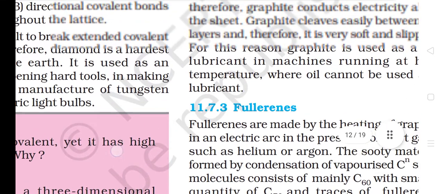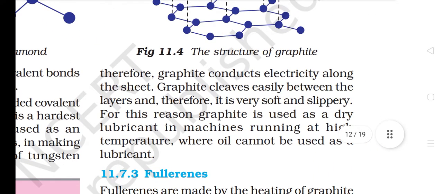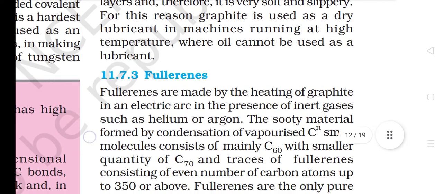Electrons are mobile, and therefore graphite conducts electricity along the sheet. Graphite cleaves easily between the layers, and therefore it is very soft and slippery. For this reason, graphite is used as a dry lubricant in machines running at high temperature, where oil cannot be used as a lubricant.